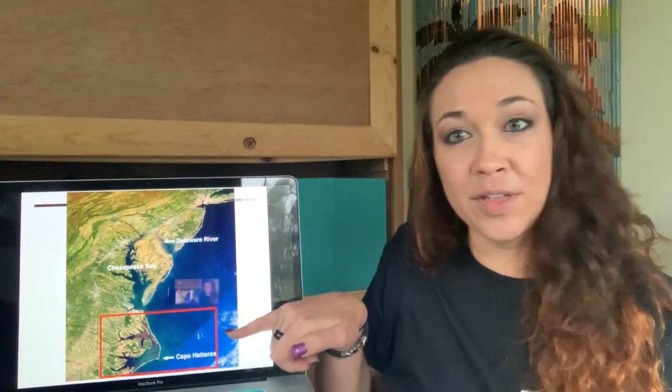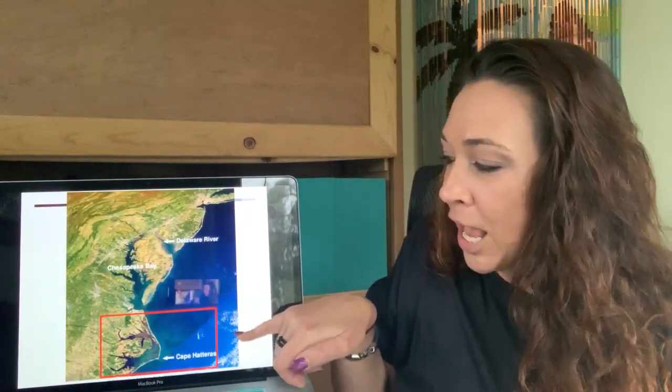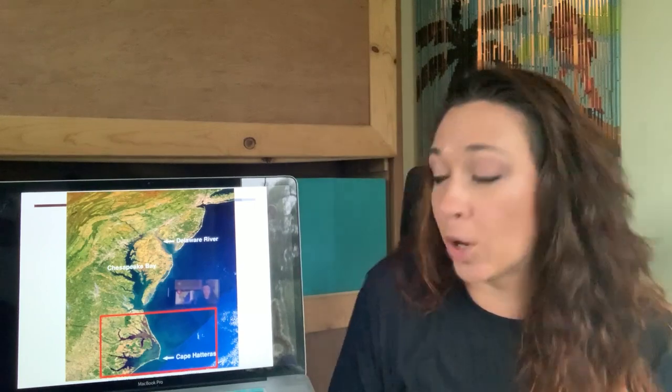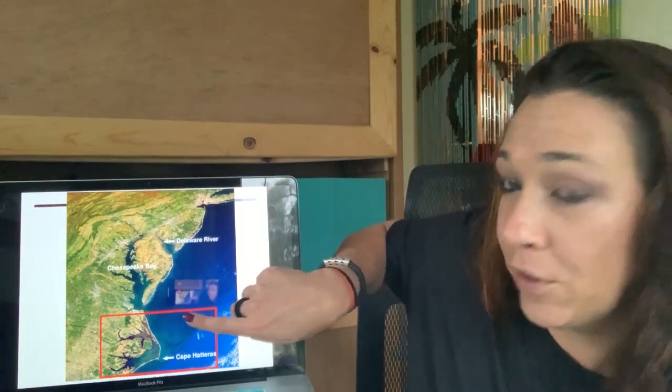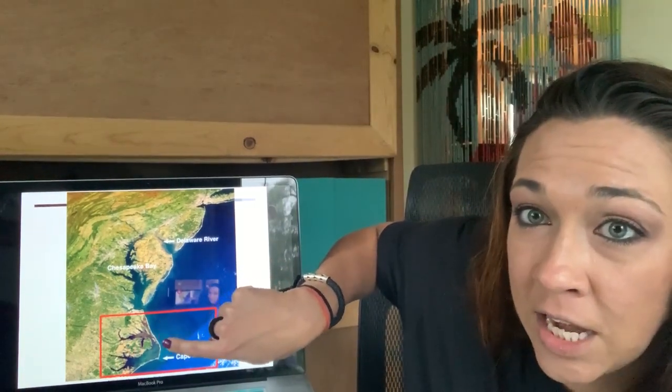Okay, so let's see. And again, right here, this little red box is going to be down here. That's Cape Hatteras. That would be an example of a bar-built estuary. And you can even see it. If you look right down here, you can see this line, right?